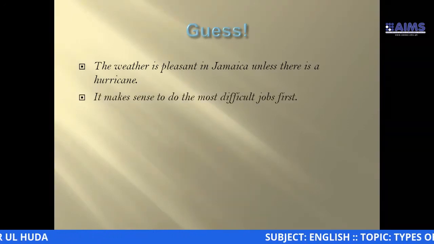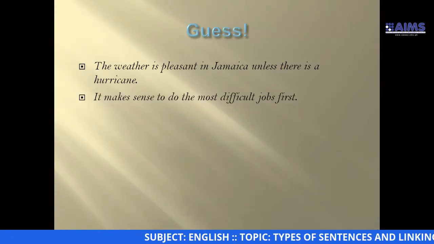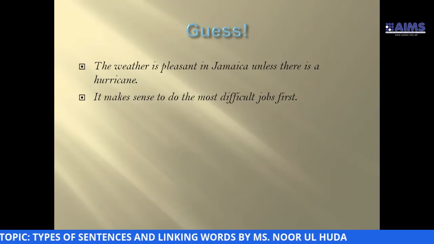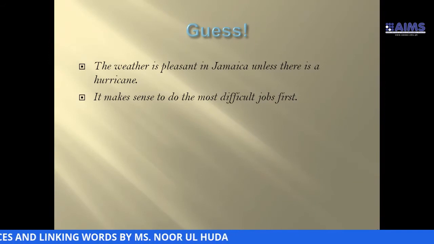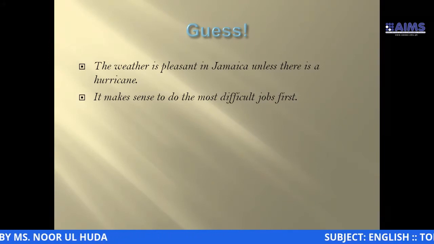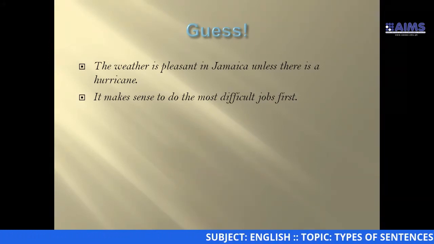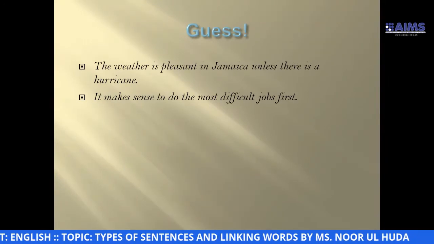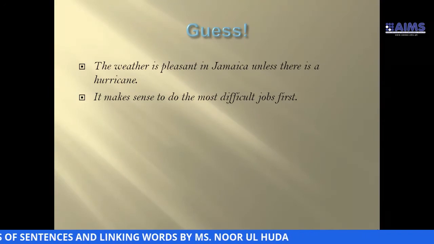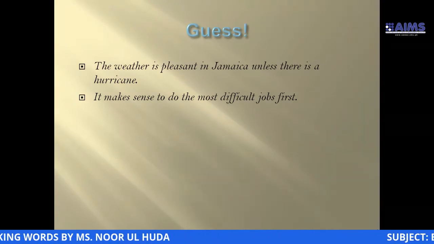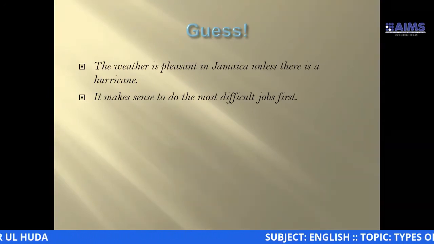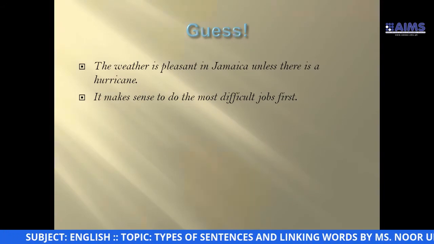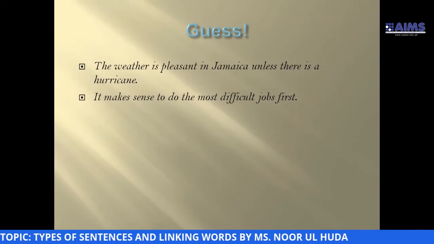The next one is: it makes sense to do the most difficult jobs first. What kind of sentence is this? It's a simple sentence. Why? Because there is only one subject and one verb. Now, to do may confuse you. It is called a to-infinitive, a type of verb form which helps the main verb to indicate something, right?